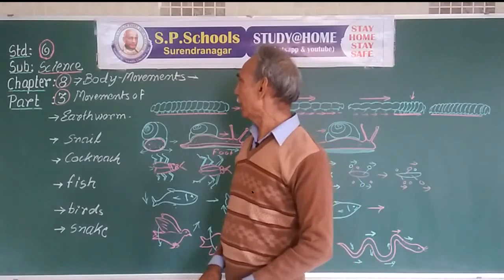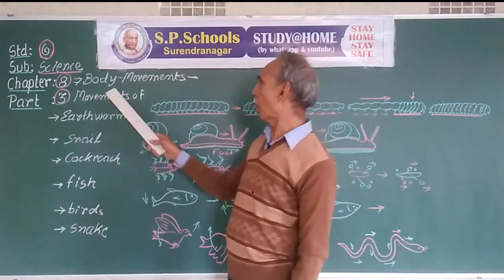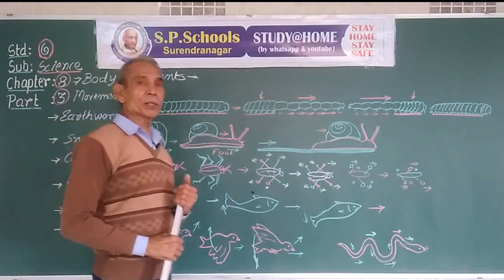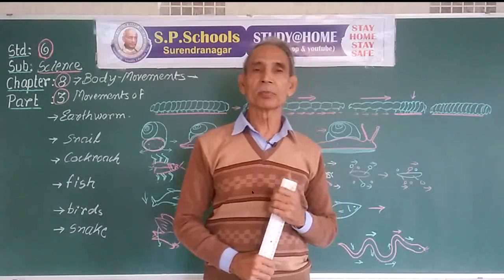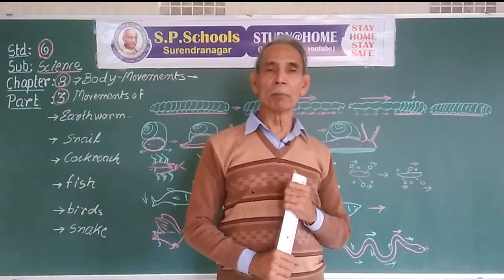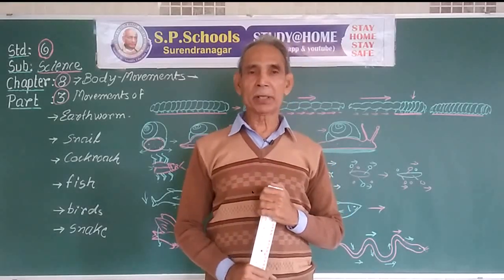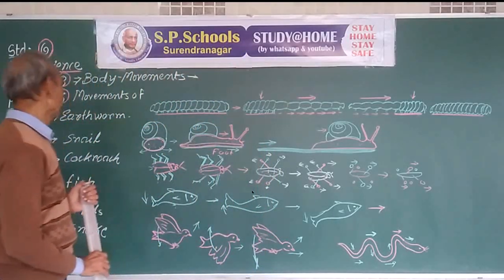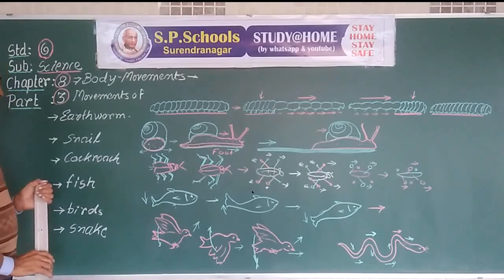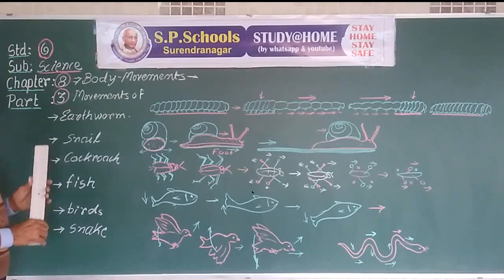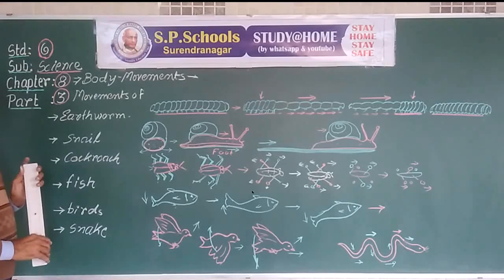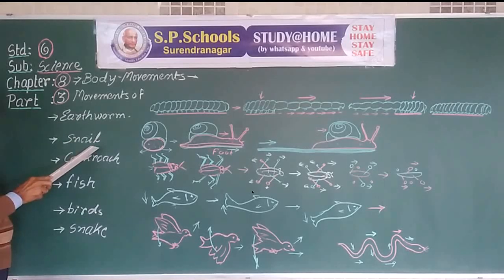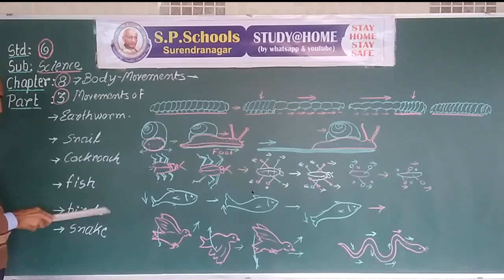Students, today we discuss more about body movements of some animals. Animals move with the help of muscles and bones, but there are some animals which do not have bones. Let us discuss how these animals move. For example, movement of earthworm, snail, cockroach, fish, birds and snake.